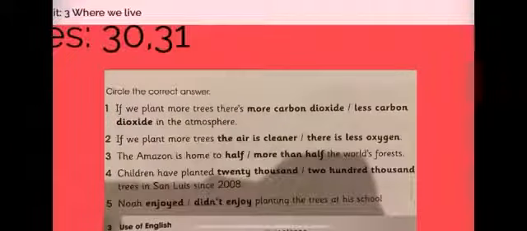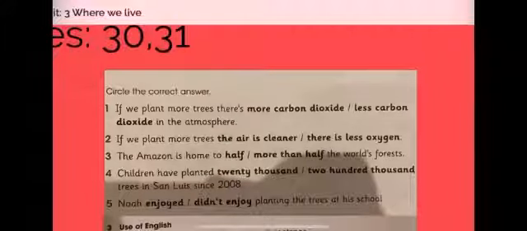Coming to the next page, 31, correct the correct answer. The first sentence is, if we plant more trees, there's more carbon dioxide or less carbon dioxide in the atmosphere. Just circle the right option. If we plant more trees, the air is cleaner. There is less oxygen, which is true.